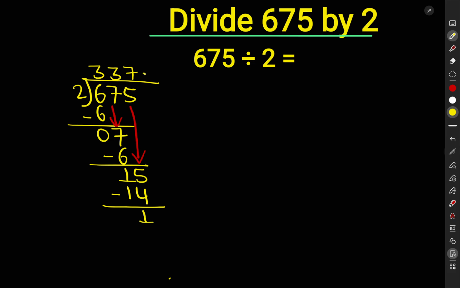So we take here a decimal so that we put 0. So it is 10 and 2 times 5 is 10. On subtracting we get 0. So 675 divided by 2 is 337.5.